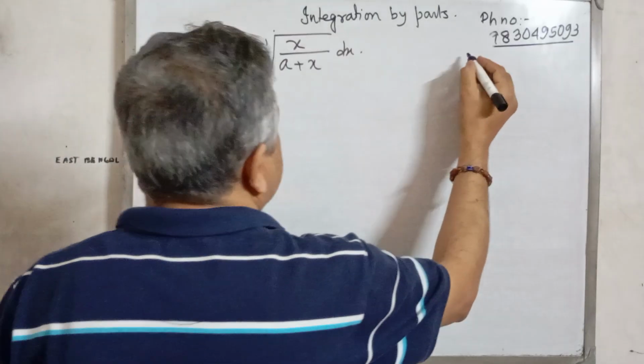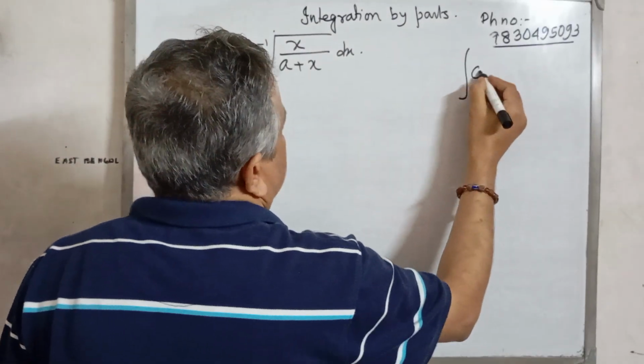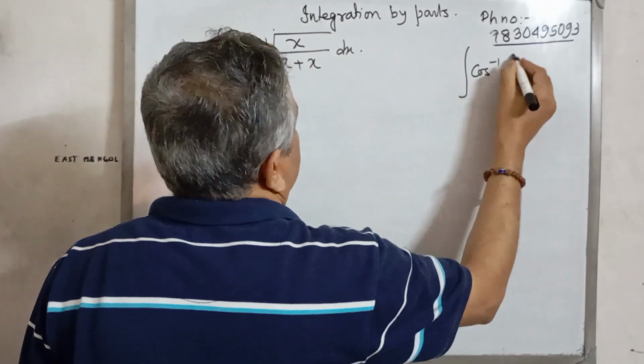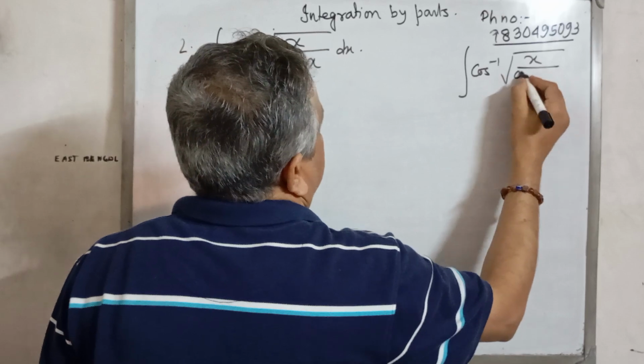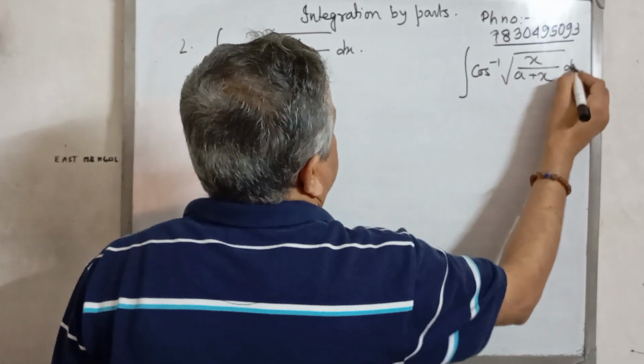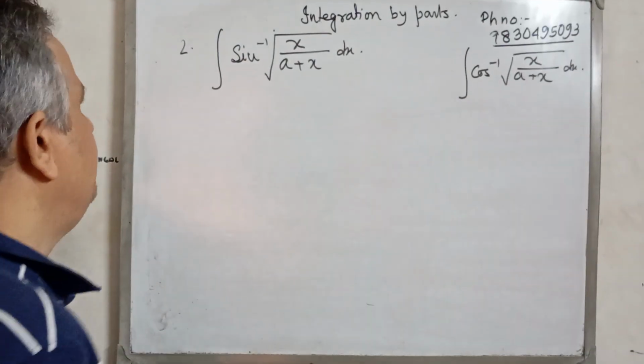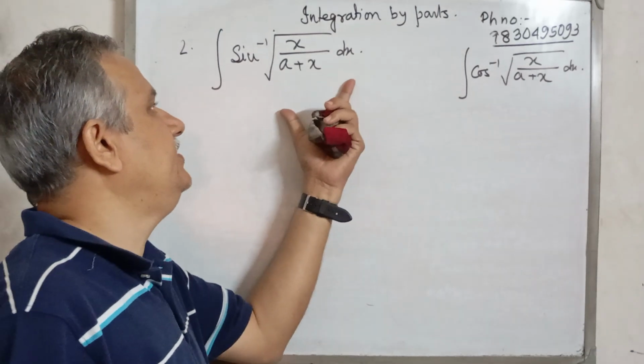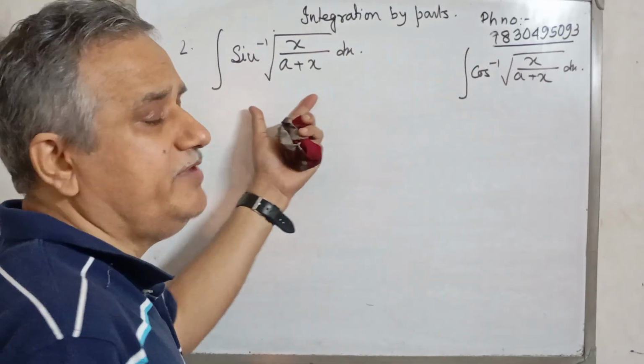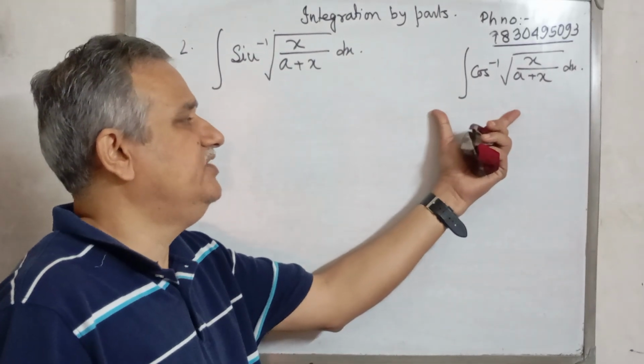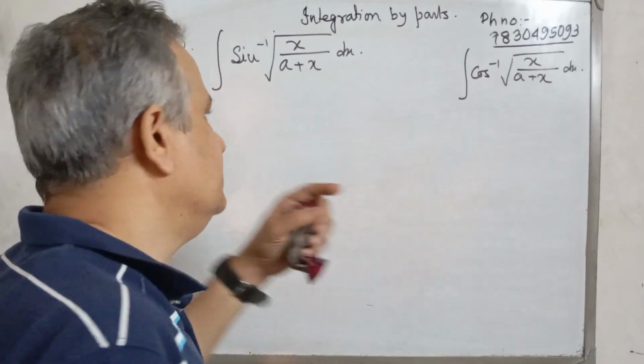Same type of problem, cos inverse root over x plus a plus x. This is the same type of problem. Sin inverse root over x plus root over x by a plus x, and this is cos inverse root over x by a plus x.